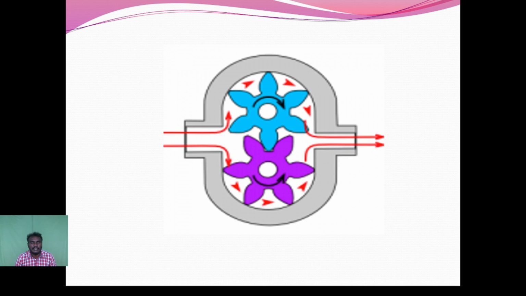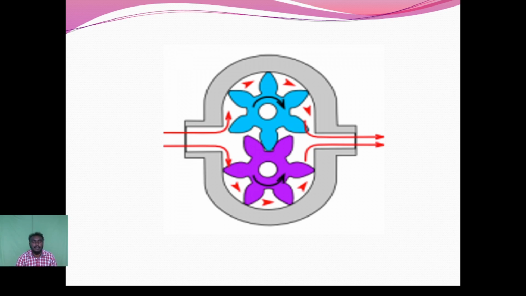Both gears are rotated in opposite directions. The left side is the inward section, the right side is the outer section. Due to the rotation, the gap between the two gear teeth is filled by the oil. Due to the rotation, the pressure will vary at the discharge time.